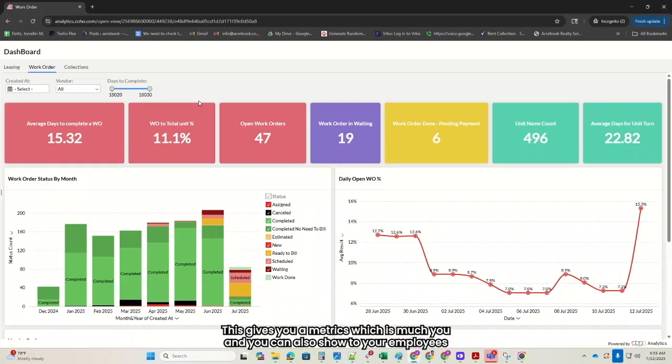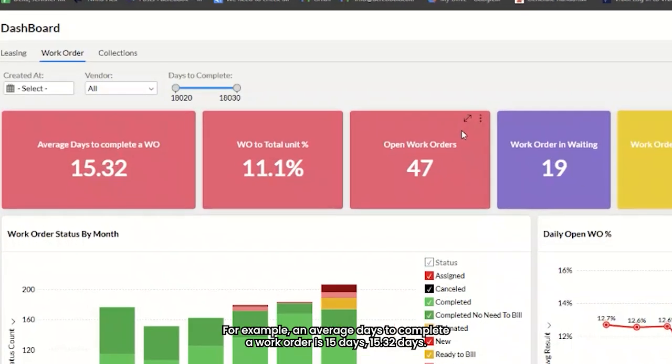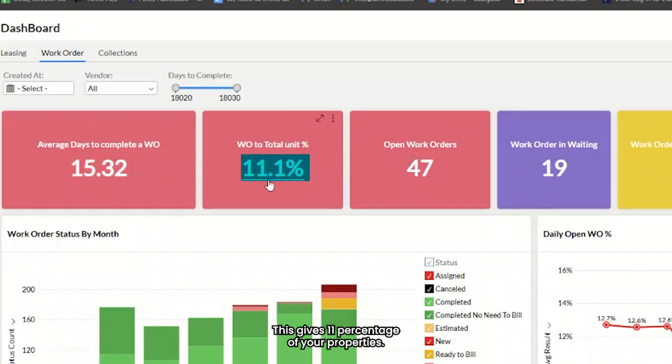This gives you metrics, and you can also show your employees, hey, these are the metrics that are going to determine performance. I'm going to give the overall picture of the work orders. For example, the average days to complete a work order is 15.32 days. The number of work orders to your total units: this gives 11% of your properties have an open work order. You have 47 open work orders. Out of those, 19 are in the waiting or blocked state.